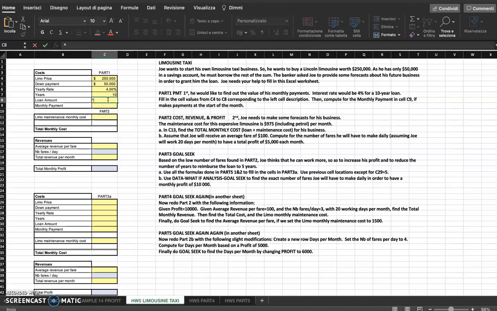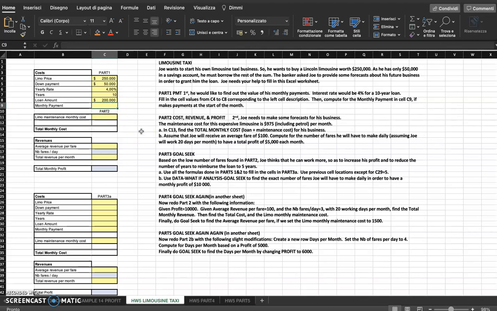So let's do equals. Oh yeah, I have the English keyboard, so yes. Equals C4 minus C5. Okay, so this should be our loan amount. Now let's move on to the monthly payment.